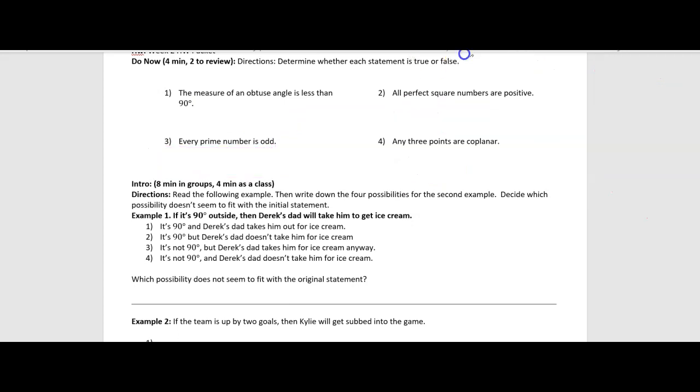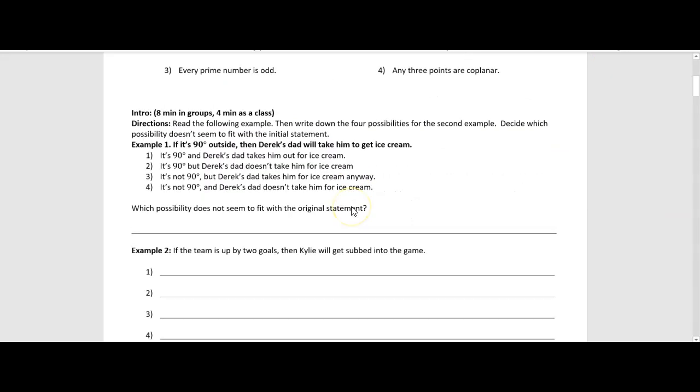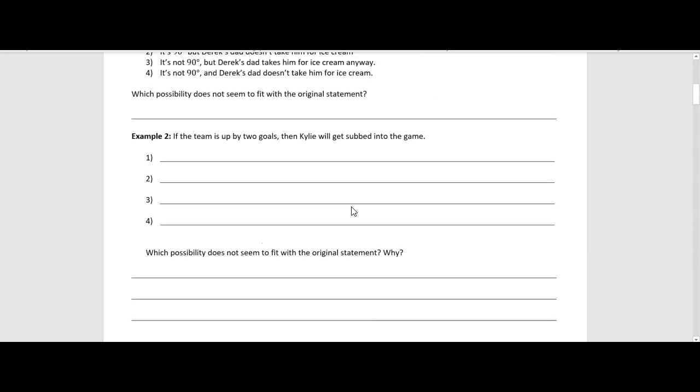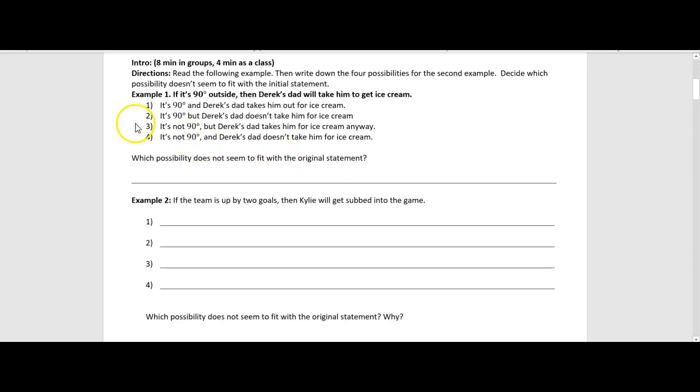Okay, let's get into the material for today. So we have a bunch of statements here. We're going to read example 1 first. It says, if it's 90 degrees outside, then Derek's dad will take him to get ice cream. Then I give you 4 different ways of rewriting that statement. Not necessarily in the same way, but I changed some words which may change how the statement is taken.